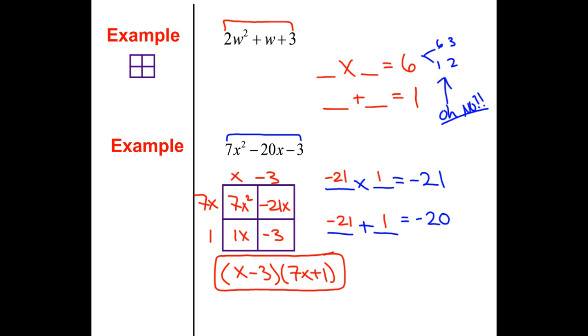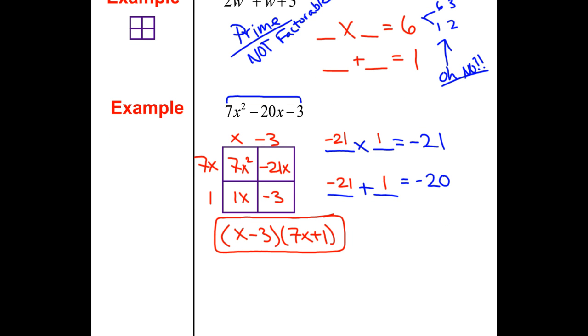I gave you a trick question for that first one, 2w squared plus w plus 3. That's not factorable because I need to multiply to get 6 but add to get 1. There's nothing that can do that, so it's not factorable. What we call that is a prime polynomial. So this is prime, not factorable. Sorry we spent a lot of time on that one. I did that to trick you. The second one there, you can see the answer to that one.